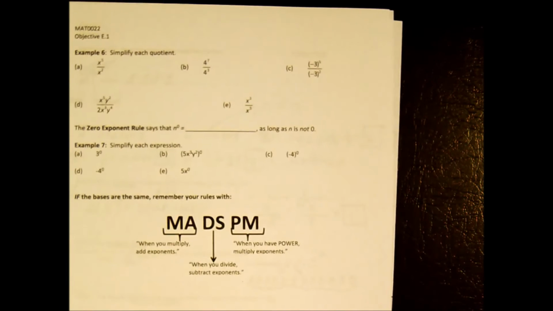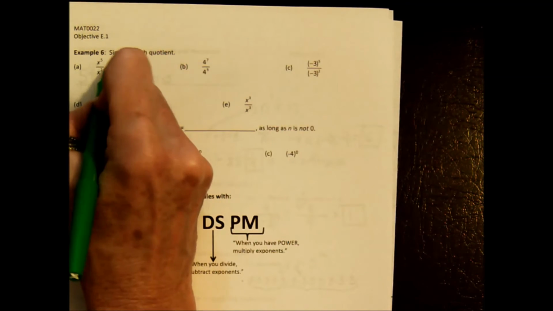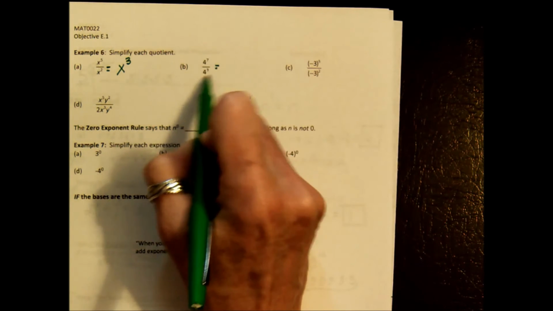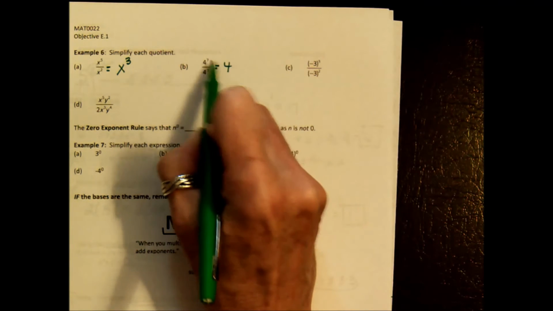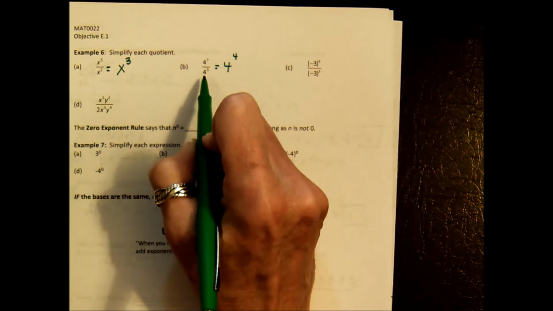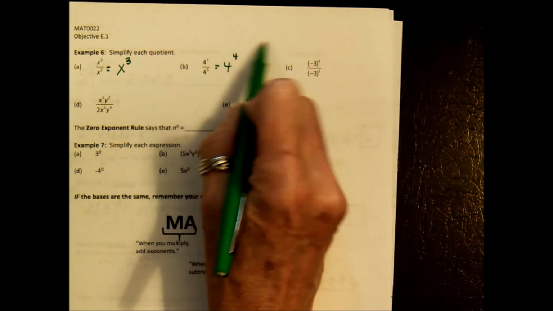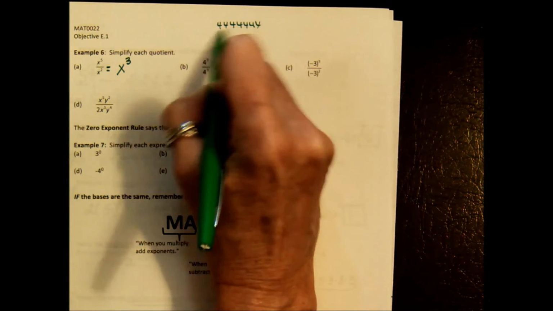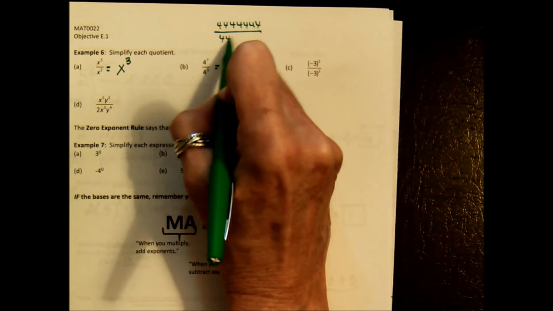So let's do a few of those. Here we have x to the 5th over x squared would be x to the 5 minus 2 is 3. 4 to the 7th over 4 cubed is 4 to the 7 minus 3 is 4. Notice I didn't make that a 1. I didn't cross cancel those because you have to visualize 7 of the 4s. 1, 2, 3, 4, 5, 6, 7 over 1, 2, 3, and then you can see what's left.